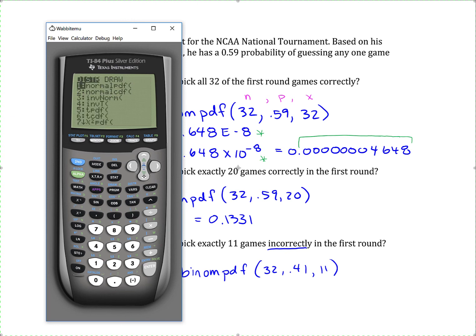So binom PDF, 32, 0.41, 11. And to 4 decimals is what I'll use, 0.1094.